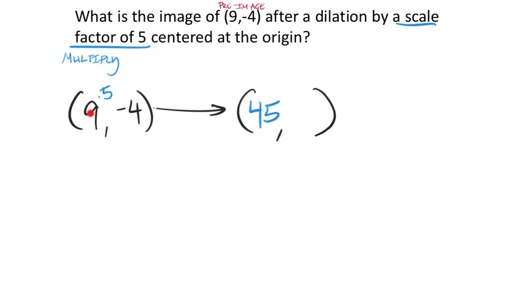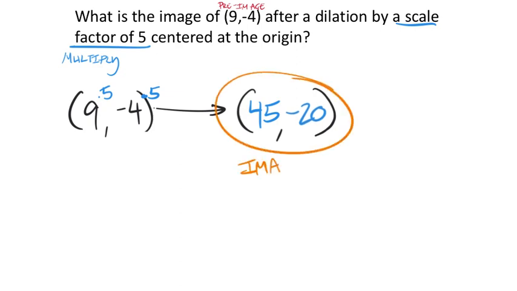And notice, by multiplying it by a scale factor bigger than 1, I did get a bigger overall value, which should happen with the next one as well. Negative 4 times 5, which would be negative 20. Well, we knew the pre-image, we just found the image. Bam.